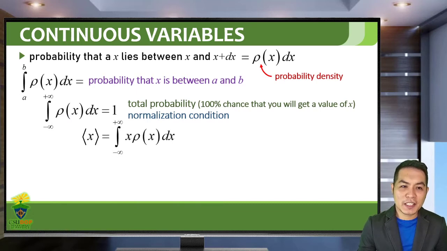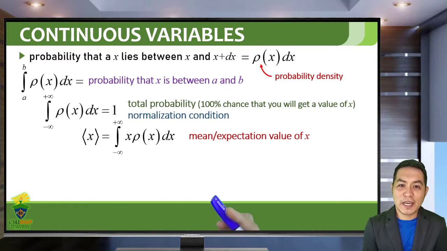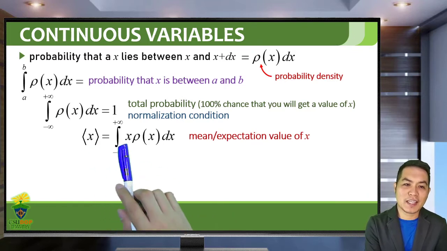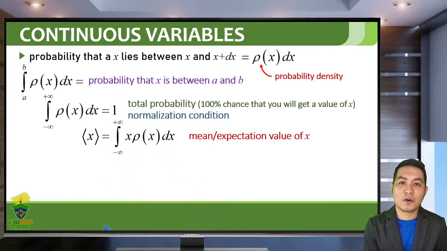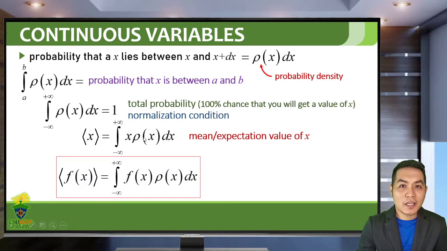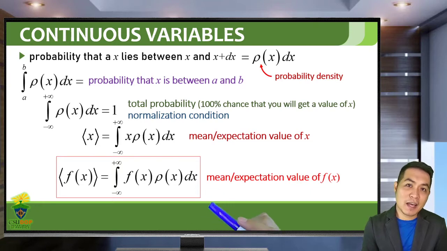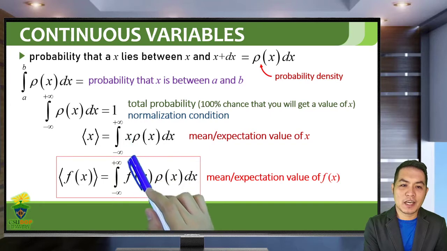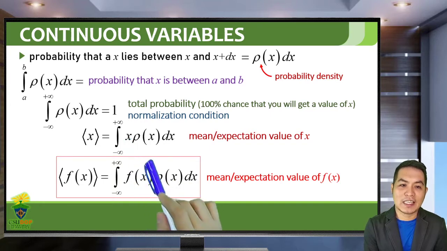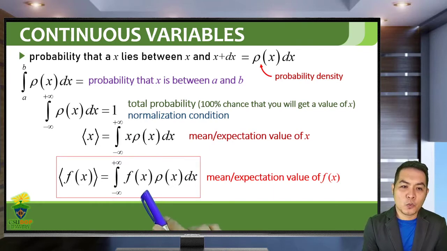Similar with the discrete case, if you want to get the average or the mean or the expectation value of your continuous variable x, then you multiply it with the probability and, instead of summing, you integrate over all possible values of x. And again, if you have a function of your continuous variable x, the mean or expectation value of that function is similar: you replace x by your function f of x in the integral. Similar with the discrete counterpart, we will encounter this equation more often.